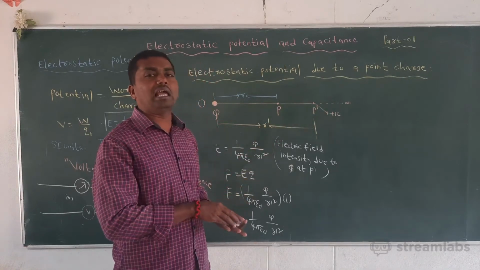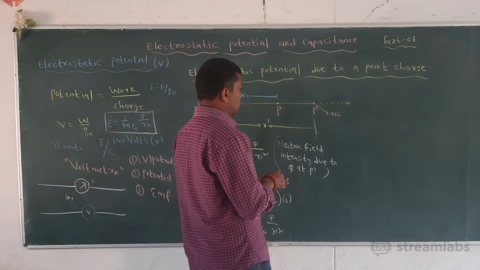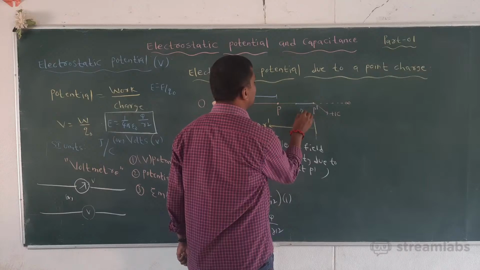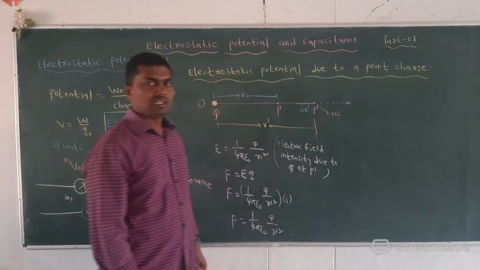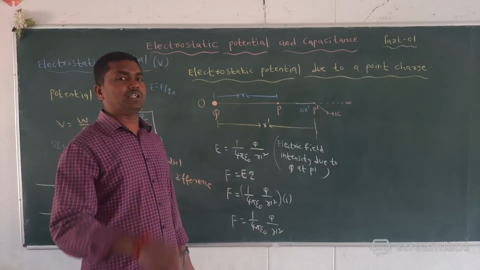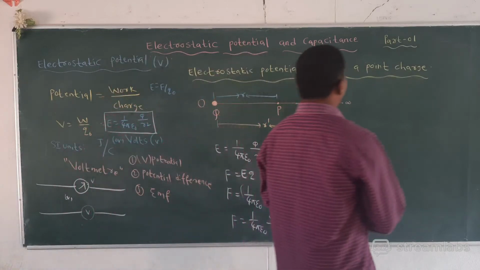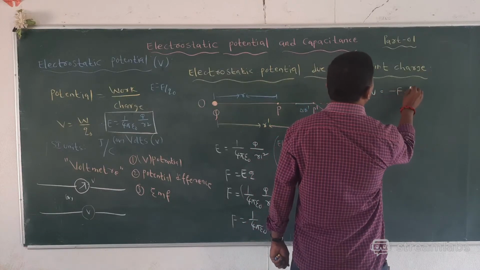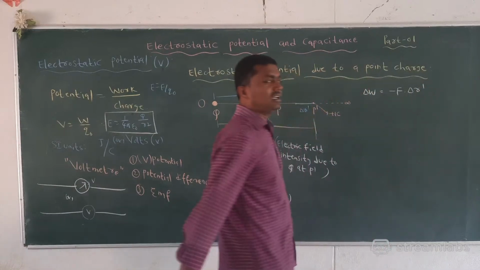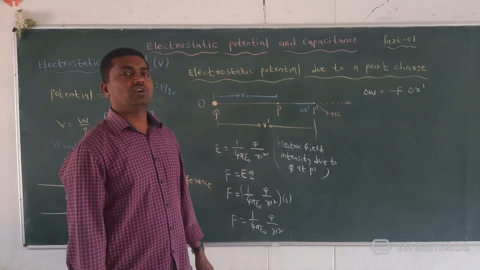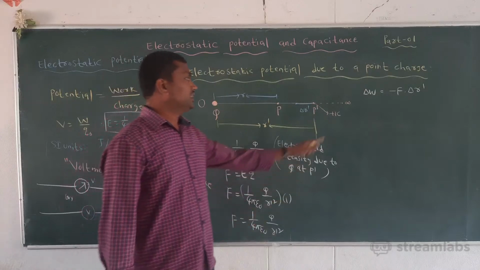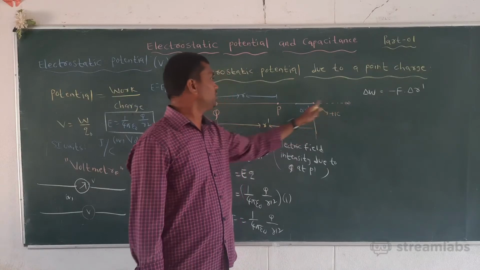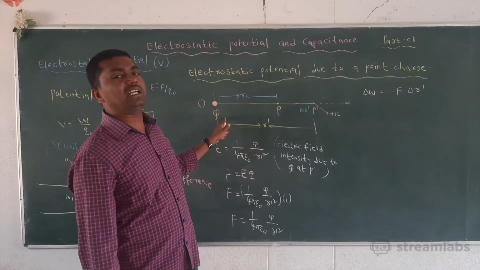We can take a small element. Suppose the unit positive test charge is moved a small distance, represented by delta R dash. Now the work done on the unit positive test charge is delta W is equal to minus F dot delta R dash. Instead of delta we can take d. Why do we take the minus? Because the unit positive test charge is moved from infinity to point P opposite to the electric field.